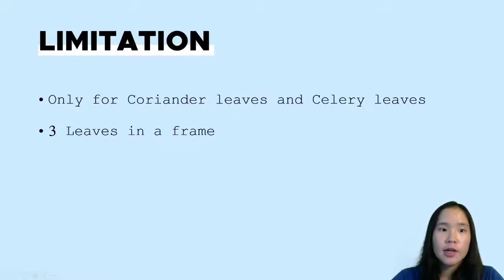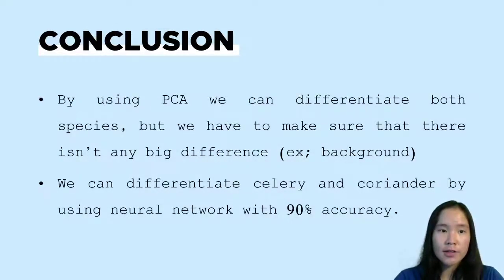In this research, there are some limitations, which include only 4 coriander and celery leaves, and only 3 leaves in the frame. The conclusions are, by using PCA, we can differentiate both species, but we have to make sure that there isn't any big difference, for example, background, because the data that I use has only white background. And we can differentiate celery and coriander by using a neural network with 90% accuracy.